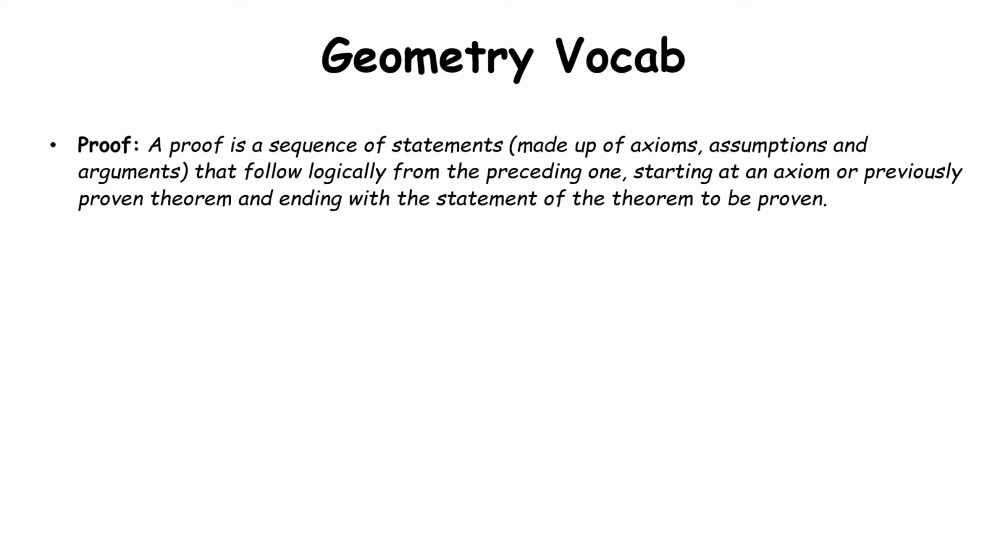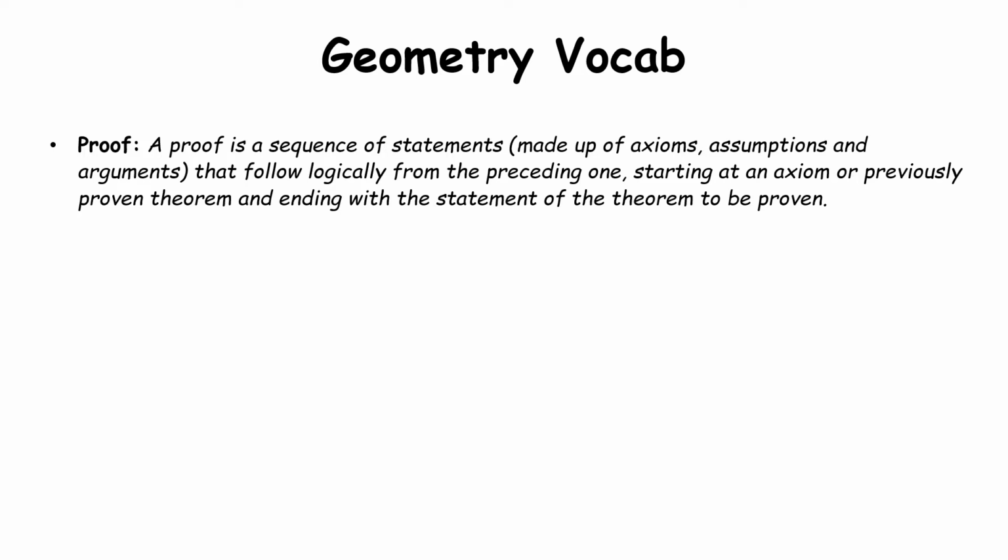So some more vocab. A proof is a sequence of statements made up of axioms, assumptions and arguments that follow logically from the preceding one, starting at an axiom, a previously proven theorem, and ending with the statement of the theorem to be proven. So you've had 5 examples of formal proofs which you would have had to learn off for Junior Cert higher level in the geometry section of the course.